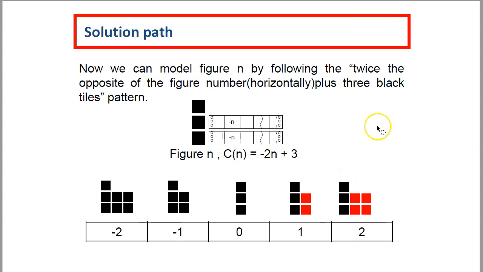Now we can model figure n by using twice the opposite of the figure number and 3 black tiles. So 2 opposite white n strips, and that matches the picture that we drew. Remembering, of course, that there are many pictures that would have these same values.